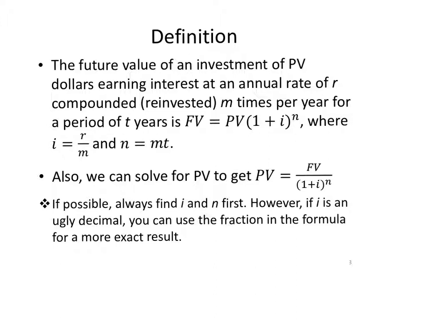Similarly to what we did for simple interest, we can divide both sides by the amount here in parentheses along with its exponent to isolate and get PV by itself. PV equals a future value divided by 1 plus I to the N.